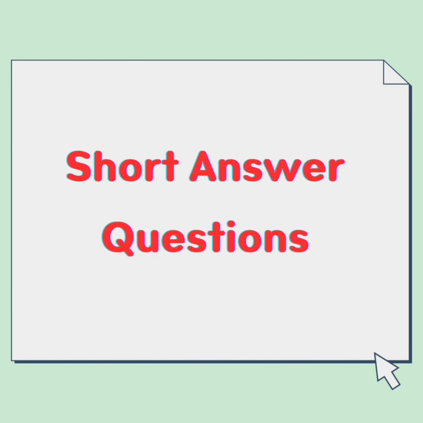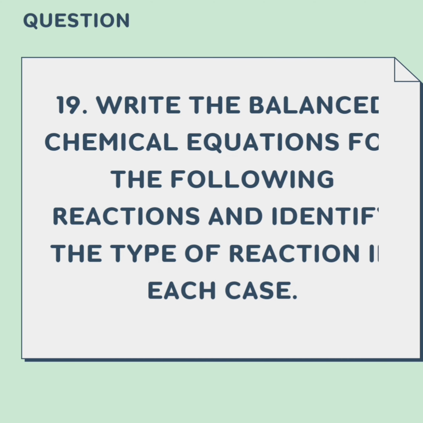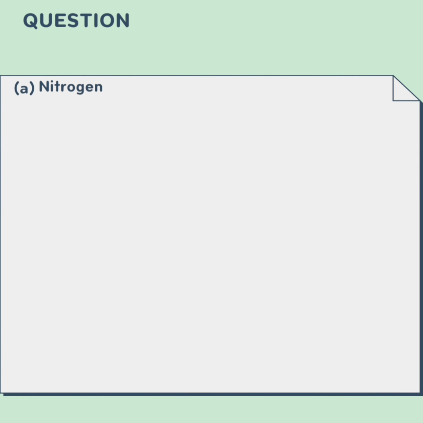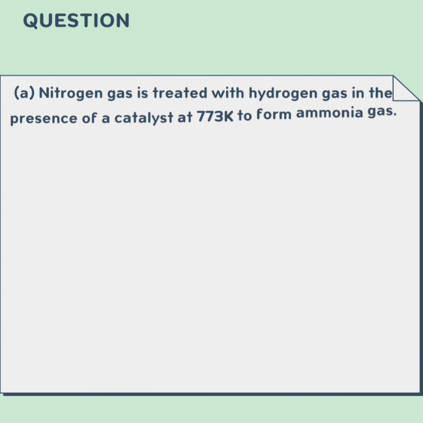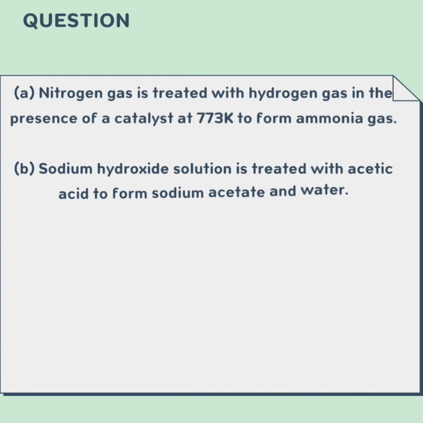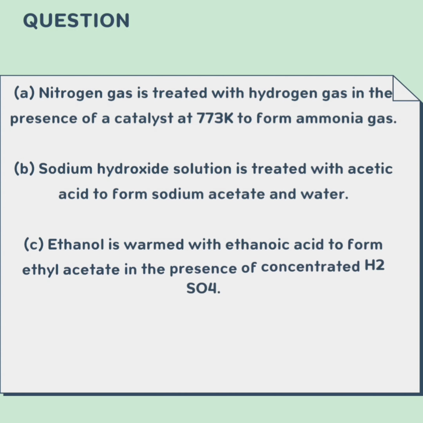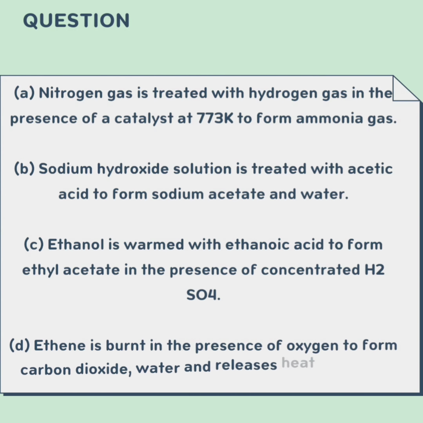Short answer questions. 19. Write the balanced chemical equations for the following reactions and identify the type of reaction in each case. A. Nitrogen gas is treated with hydrogen gas in the presence of a catalyst at 773 K to form ammonia gas. B. Sodium hydroxide solution is treated with acetic acid to form sodium acetate and water. C. Ethanol is warmed with ethanoic acid to form ethyl acetate in the presence of concentrated sulfuric acid. D. Ethene is burnt in the presence of oxygen to form carbon dioxide, water, and releases heat and light.